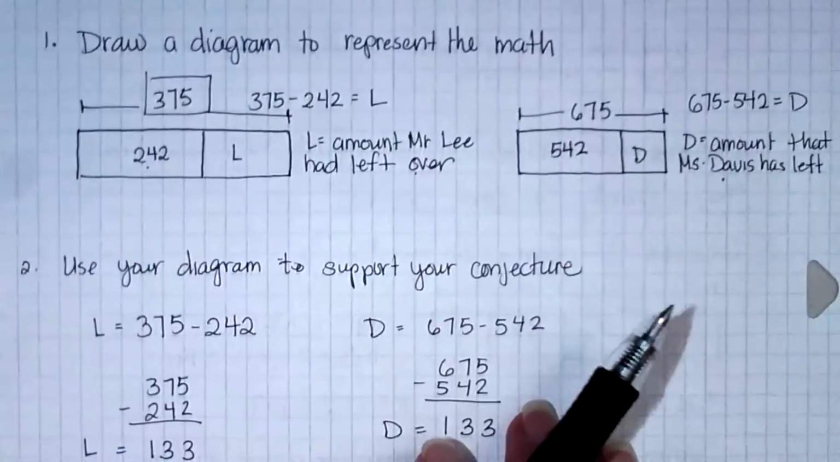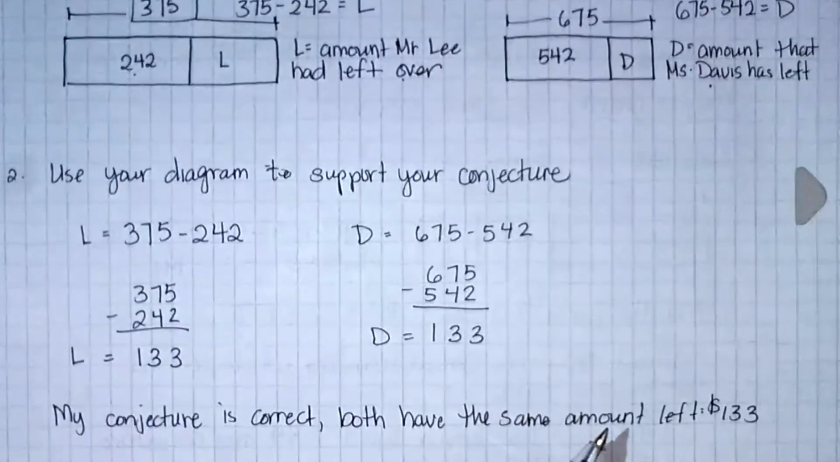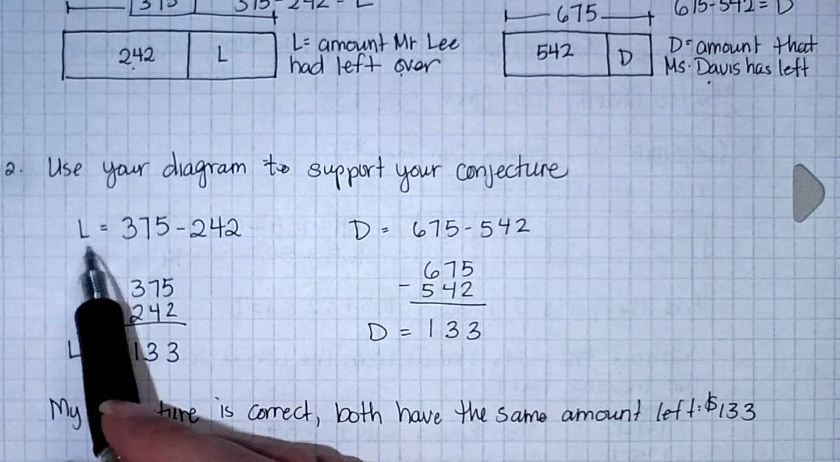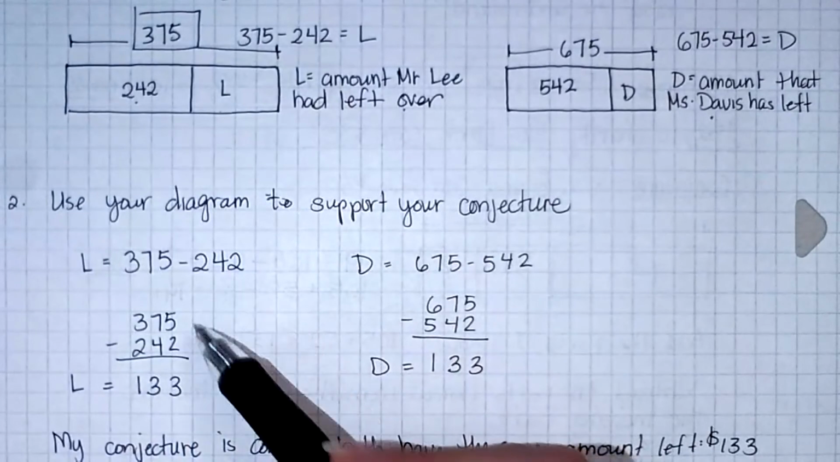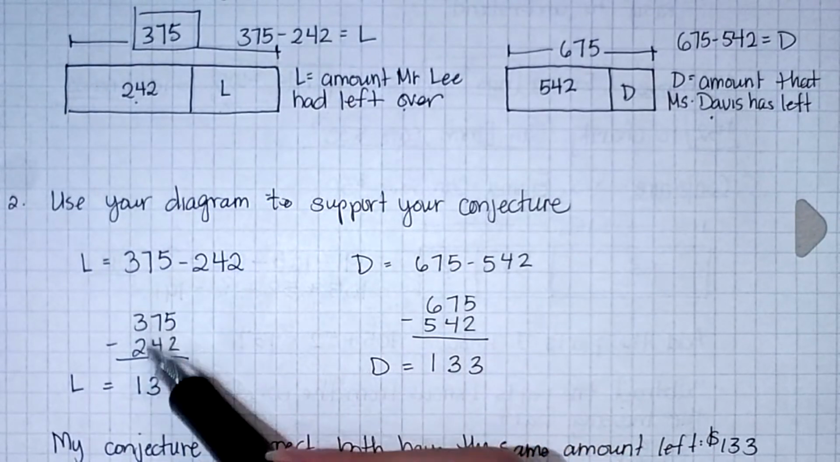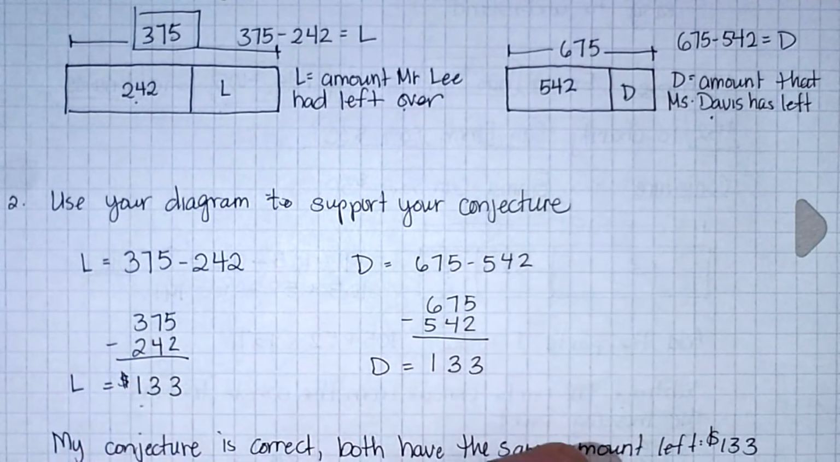For number 2, it says use your diagram to support your conjecture. So I either need to use that information to prove or disprove my answer, that they both have the same amount left. So remember, over here we said L is equal to 375 minus 242. I stacked and subtracted. 5 minus 2 is 3, 7 minus 4 is 3, 3 minus 2 is 1. So Mr. Lee has $133.